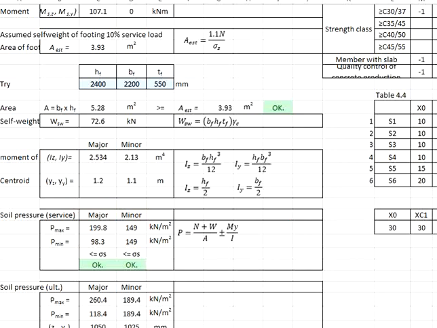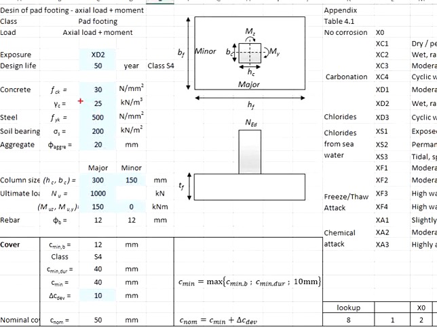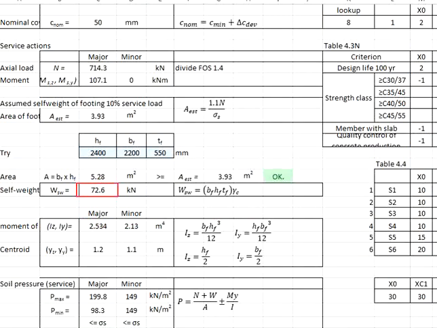So what you're going to do is compute the soil bearing pressures as a result of the moment. To do so, you will first need to determine the actual self-weight of the pad footing. Propose a thickness and the size of the pad footing. Get the volume of the concrete. Multiply the H, B and T, giving you the volume, and then multiply by the unit weight of the concrete, which is equal to 25 kN per meter cube. That gives you the self-weight of the pad footing, equal to 72.6 kN.